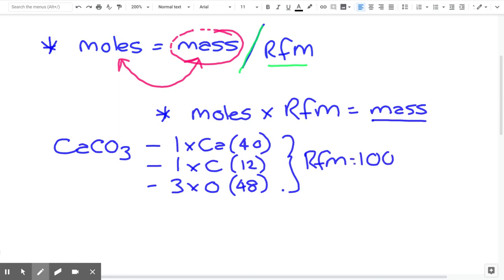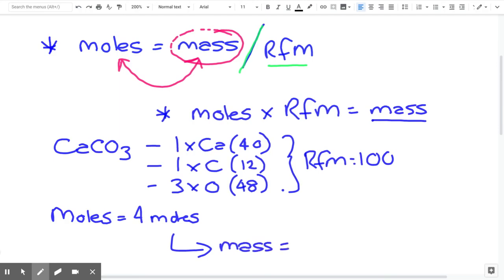And so, like I say, if the question had said we were given 4 moles of calcium carbonate, what would the mass of that be? Obviously, with mental arithmetic, you can see that if we have 4 moles of a substance and we multiply by the RFM, which we know is 100, using moles multiplied by RFM equals mass, then in order to weigh out 4 moles of calcium carbonate, I would have to weigh out 400 grams of that substance.